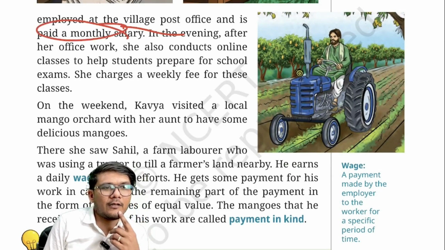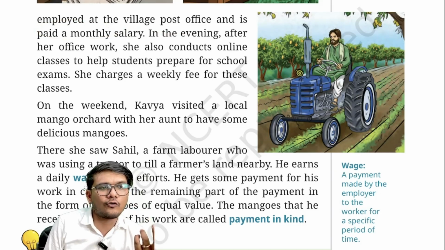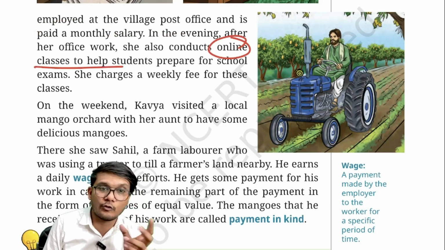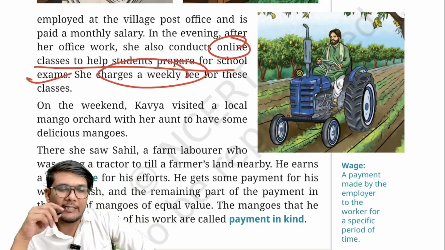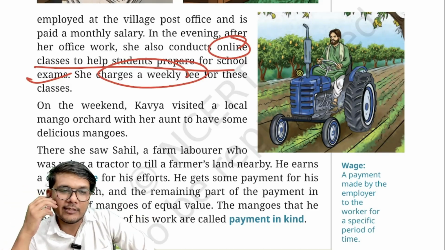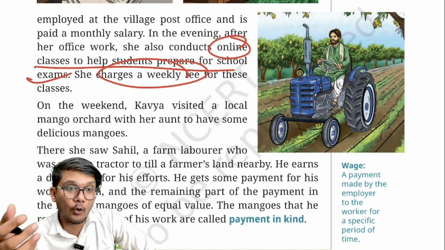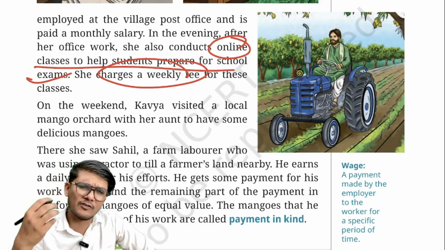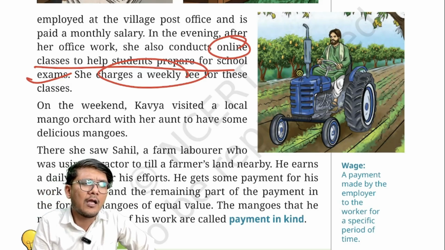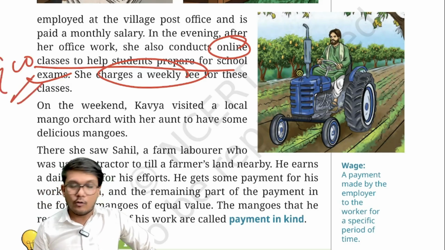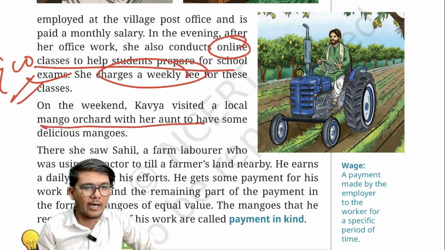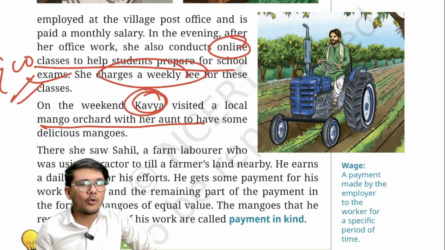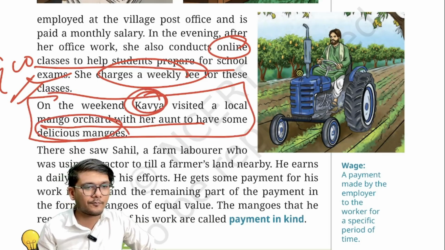Now in the evening, after her office work is done, she also conducts online classes to help students prepare for school exams. For that also she is charging weekly fees. So basically she is conducting tuition and charging fees for that. That is entrepreneurship, a small business which also earns her some money. So this is also an economic activity. Now on the weekend, Kavya visits local mango orchards with her aunt to have some delicious mango. There's no economic activity involved over here, right?